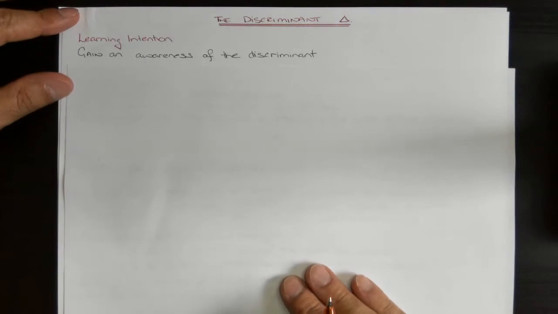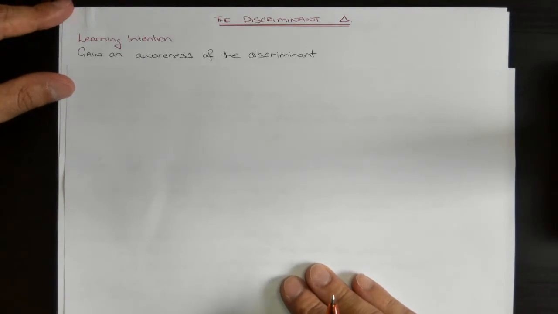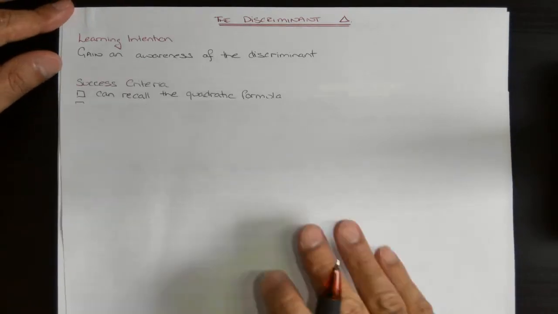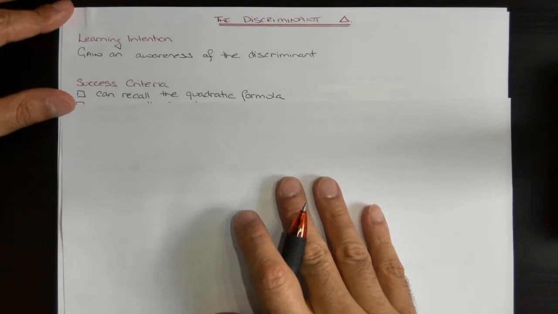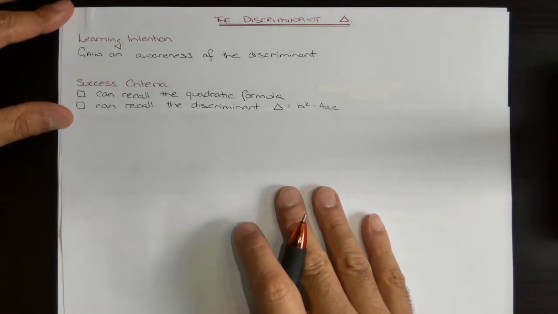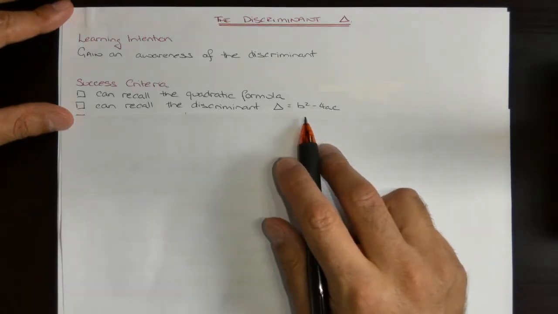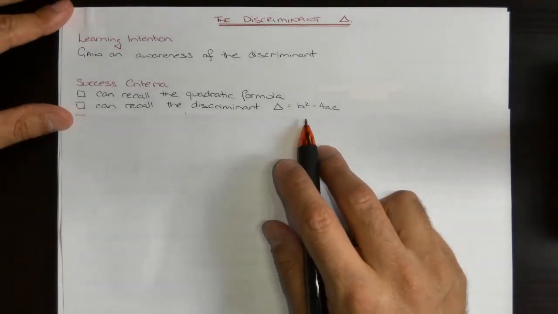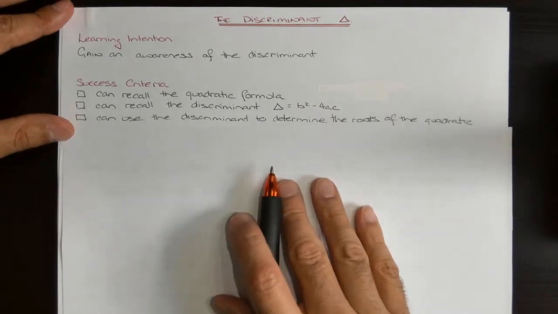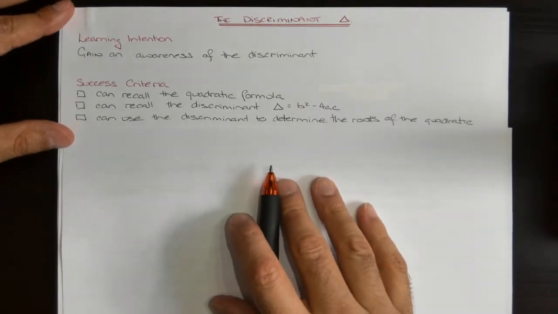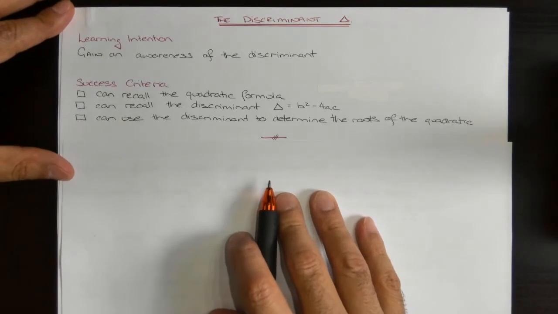Okay, today we are going to talk about the discriminant. Our learning intention is to have an awareness of the discriminant and how it's used. Some of the success criteria is being able to record the quadratic formula. Recall that the discriminant is the part of the quadratic formula which is b squared minus 4ac. So that part is the discriminant. And also then use the discriminant to determine the roots of any quadratic.